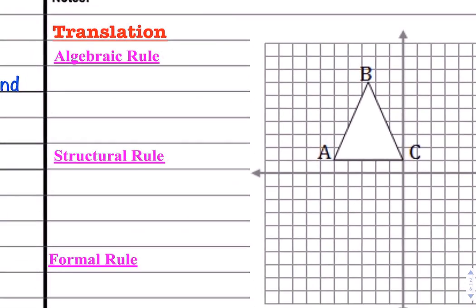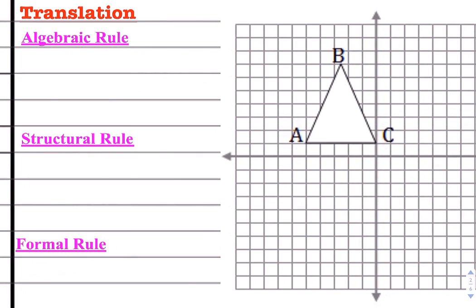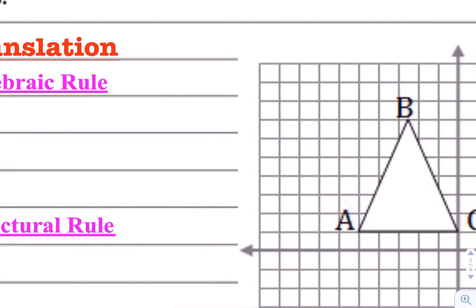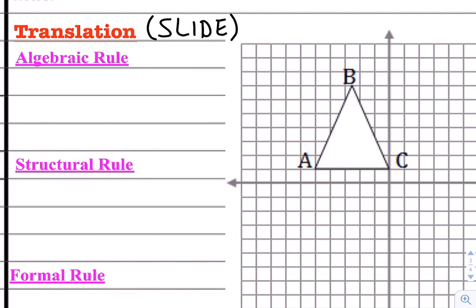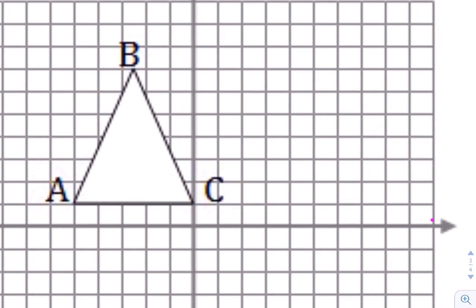So we should note that probably the best way to actually understand how these three things work together is by an example. And so I'm actually going to start with the structural rule. If we acknowledge that a translation is nothing more than a slide, I'm taking this shape, in this case, this triangle, and sliding it around the grid a little bit. We can track that multiple ways, and we're going to start with the structural rule. And so the question is, what has to happen? How does this have to move in order for a translation, or slide, to have taken place?